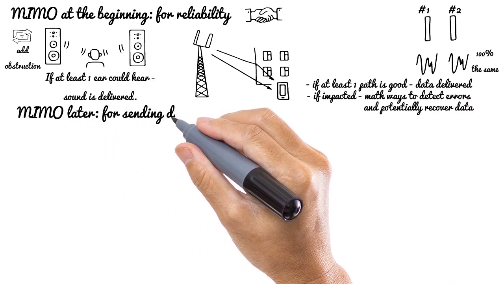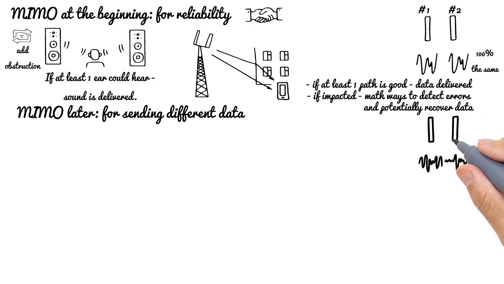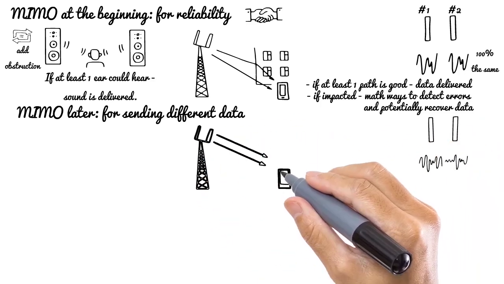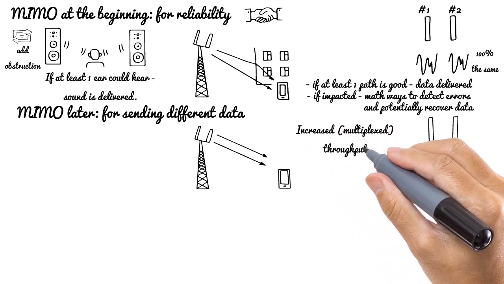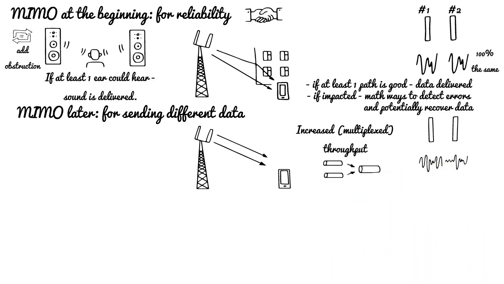Later, MIMO started being used to send not duplicated but different signals through each transmitter antenna, for example by using phase shifting to separate signals sent by different antennas. That allows to increase throughput by multiplexing throughputs of more than one different data channels.